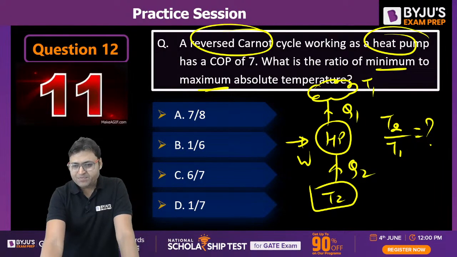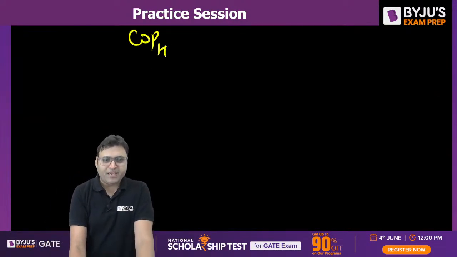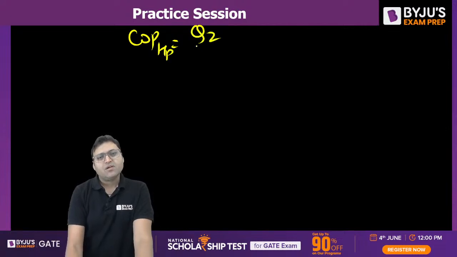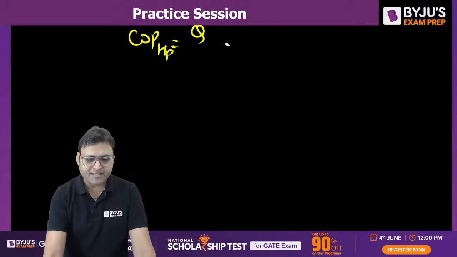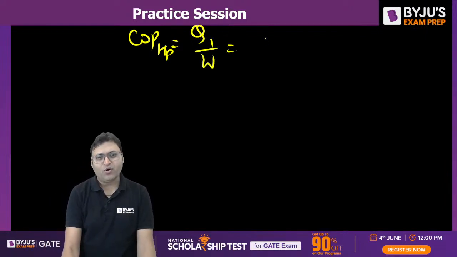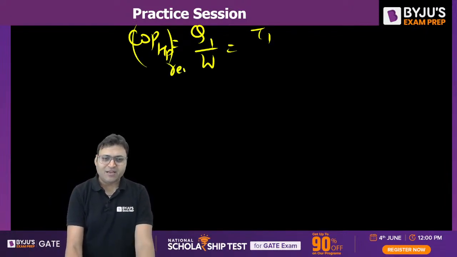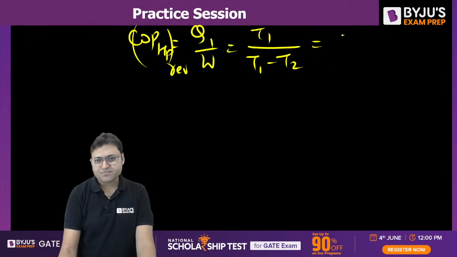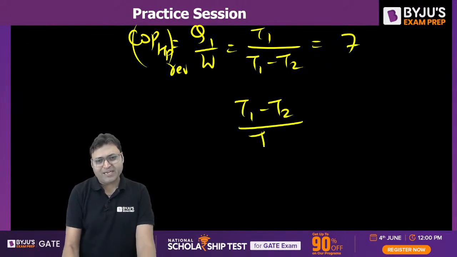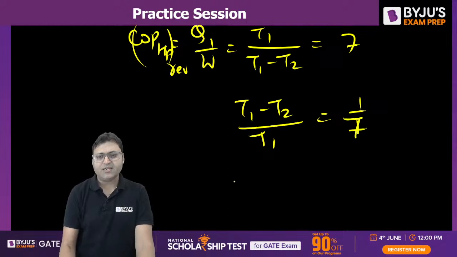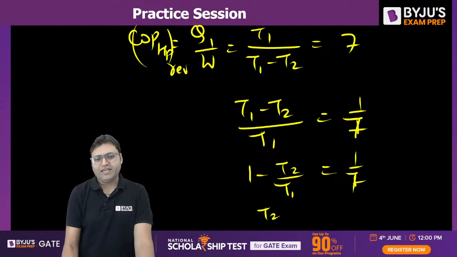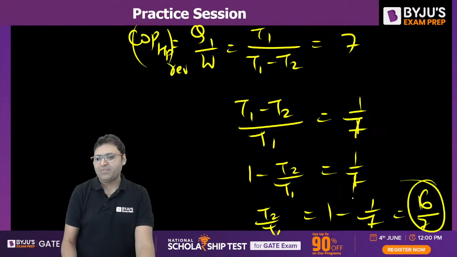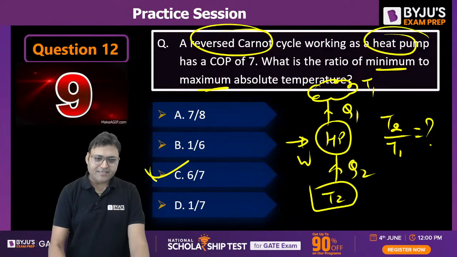For a heat pump, COP is given by Q1 by W, or we can say if it is a reversible heat pump, T1 upon T1 minus T2. That is given as 7. Or we can say T1 minus T2 by T1 is equal to 1 by 7. Isn't it 1 by 7? Or 1 minus T2 by T1 is equal to 1 by 7. So T2 by T1 is equal to 1 minus 1 by 7. That is 6 by 7 will be the answer. Option C is the right answer.